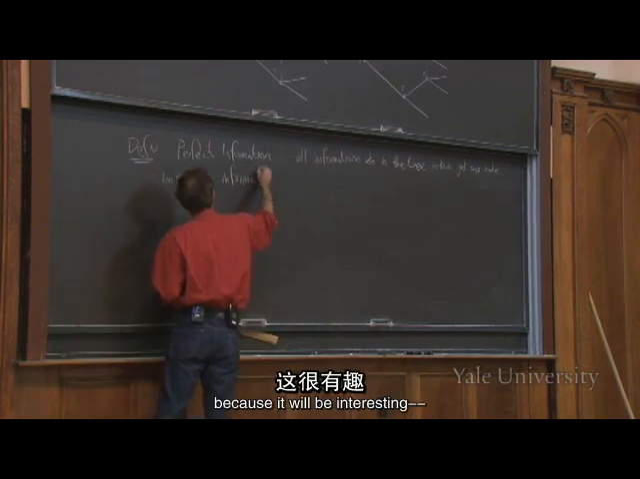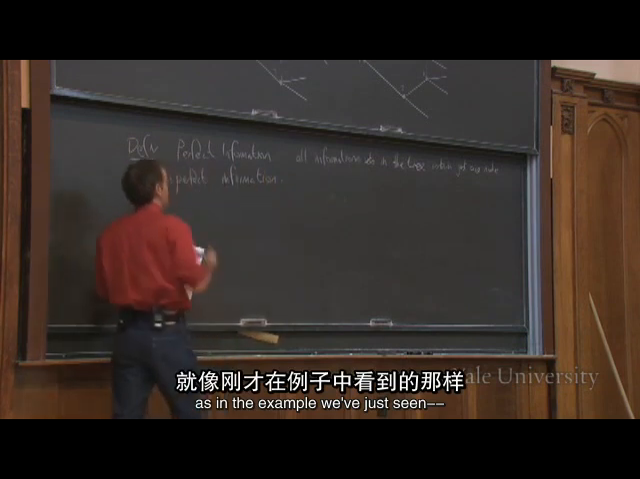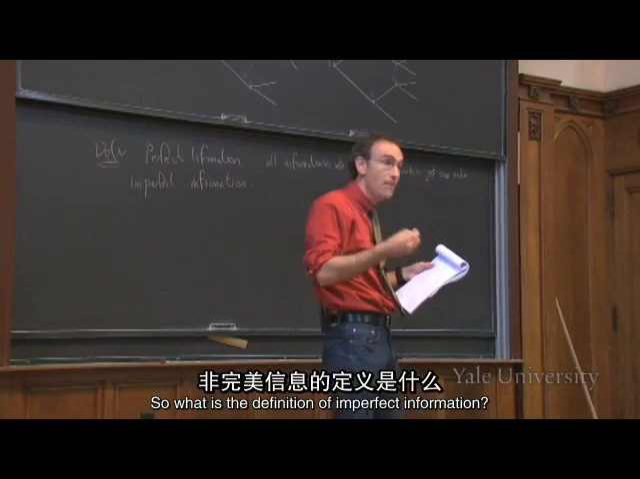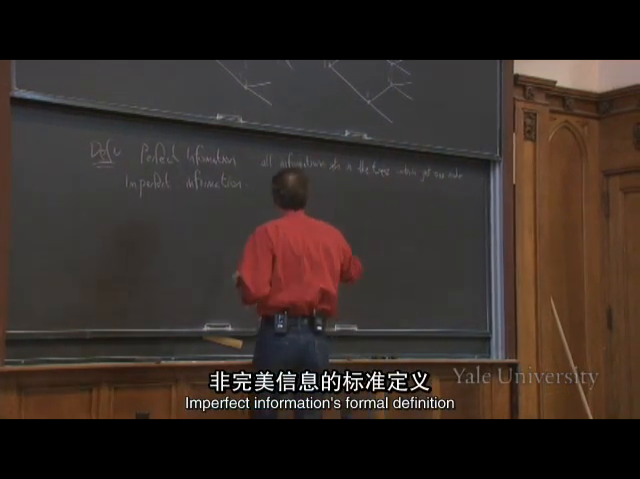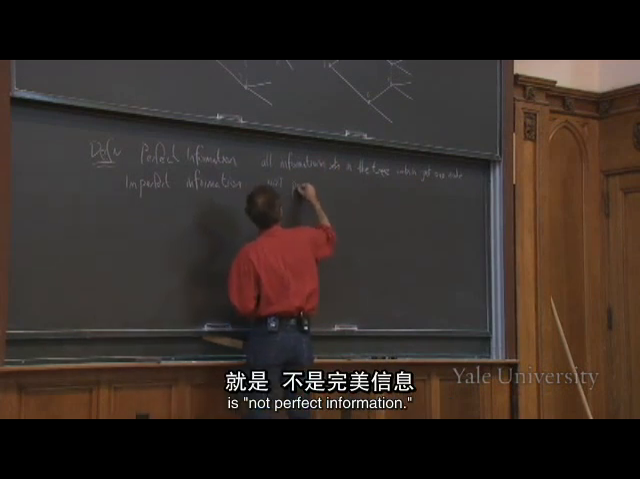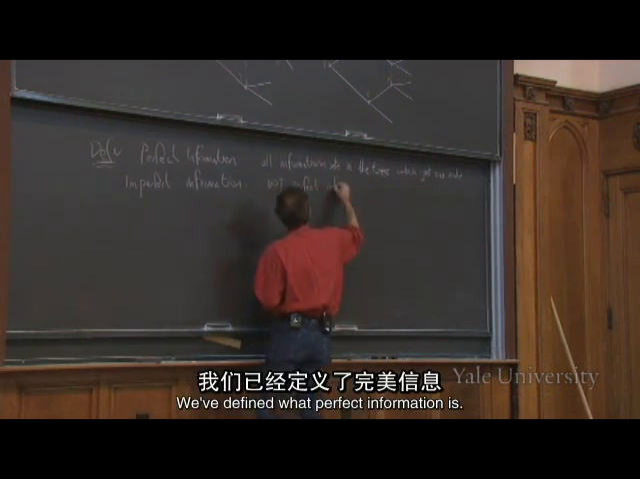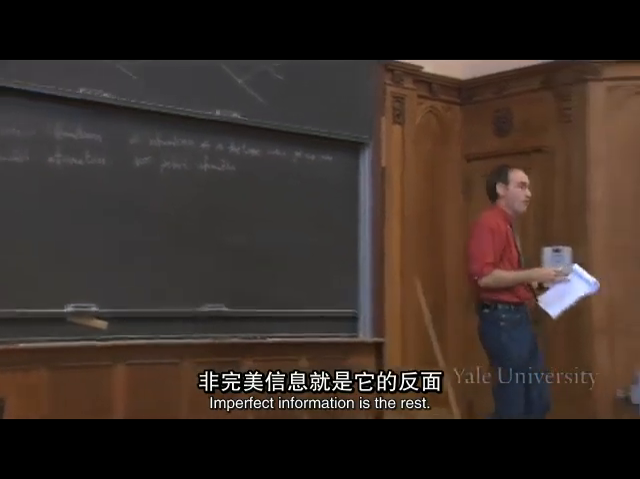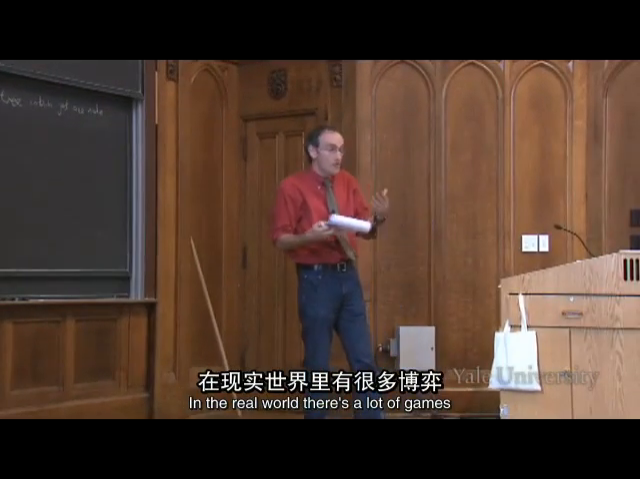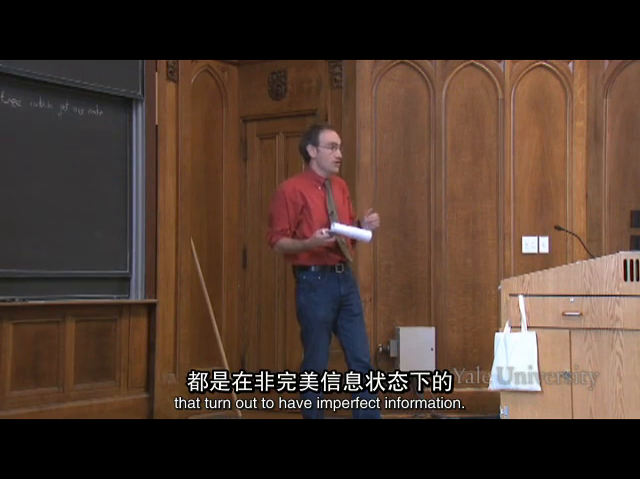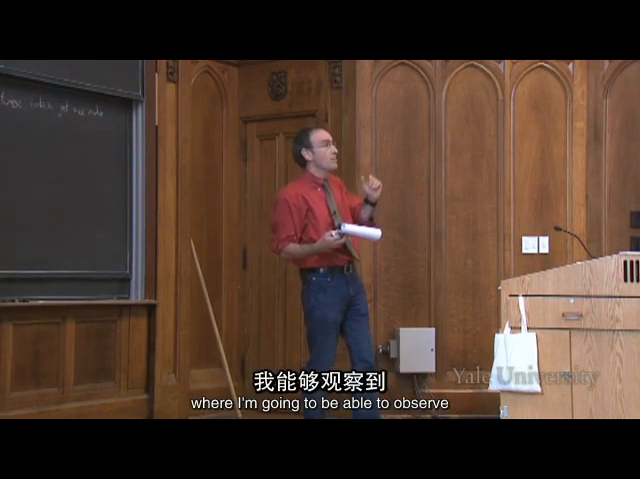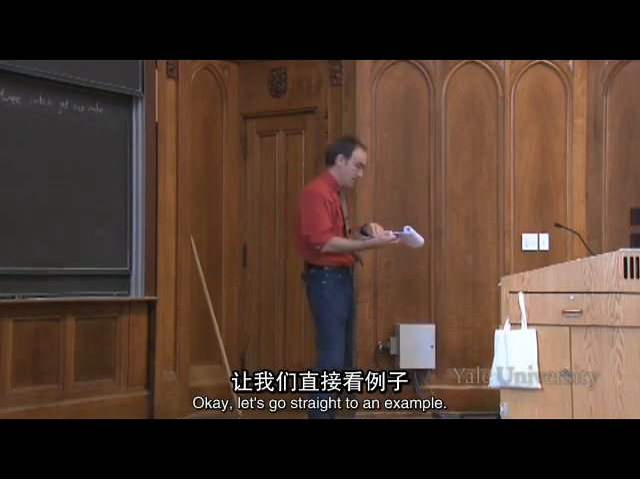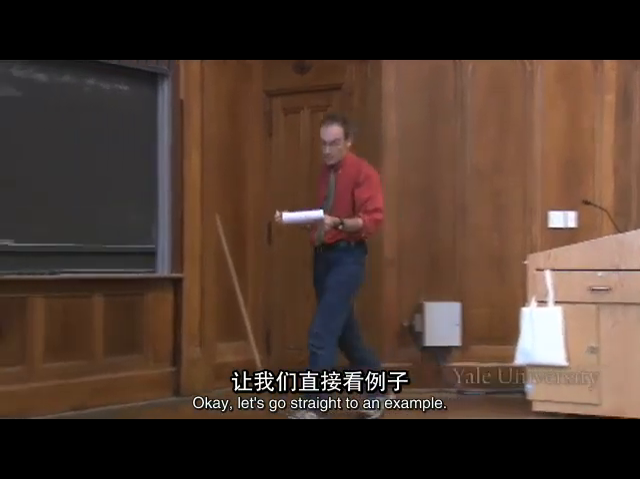The reason we're doing this is because it will be interesting, as in the example we just saw, to think about games where information is not perfect. So what is the definition of imperfect information? Imperfect information, formal definition, is not perfect information. We've defined what perfect information is. Imperfect information is the rest. In the real world, there's a lot of games that turn out to have imperfect information. There's lots of strategic situations where I'm going to be able to observe some things that you've done, but other things I won't know quite what you've done. Okay, let's go straight to an example.